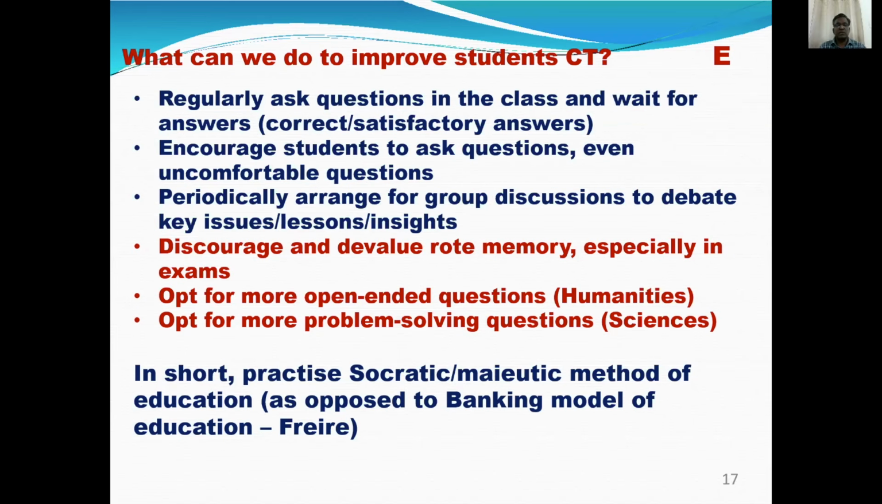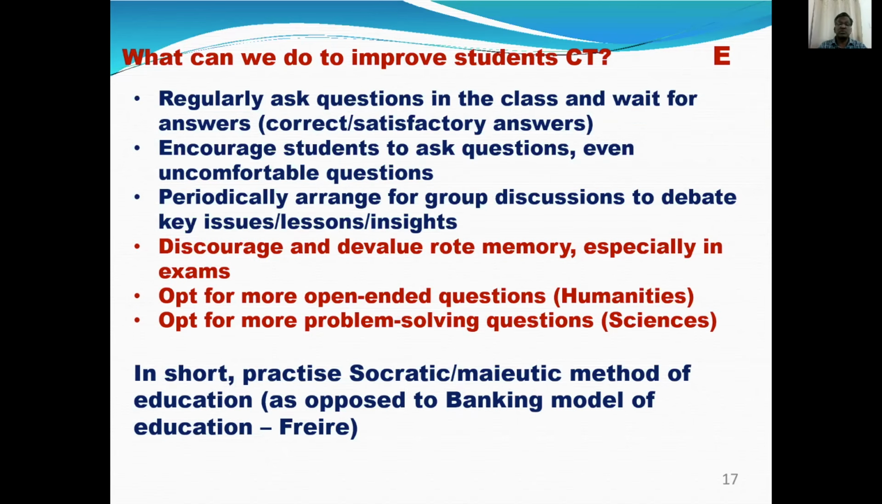The second point, as teachers, what should we do? Encourage students to ask questions. Now, unfortunately, in the Indian tradition, we are not supposed to question the guru. We are supposed to revere the guru, but not differ with the guru's point of view.